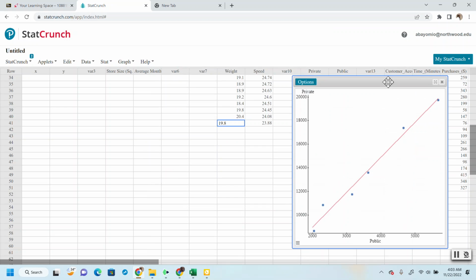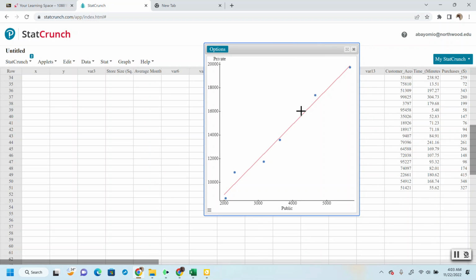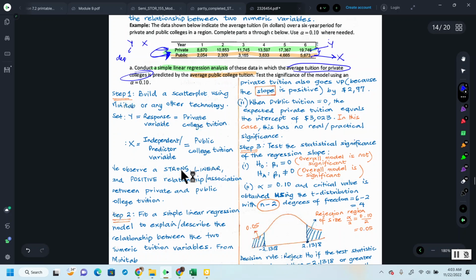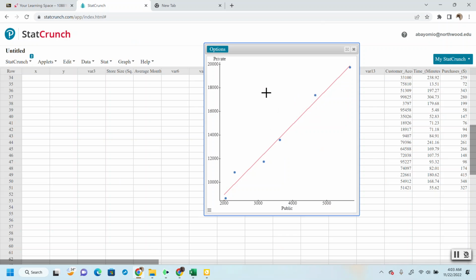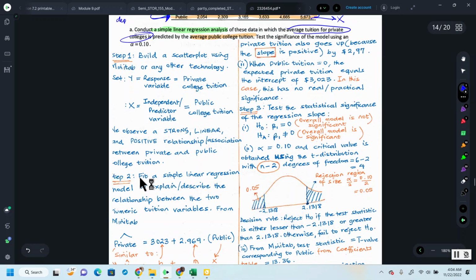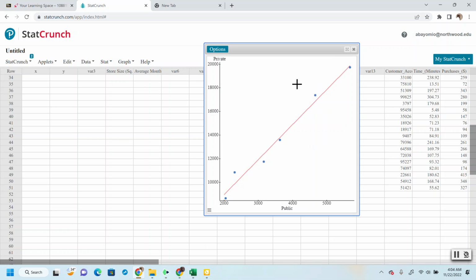And so here I have the regression, here I have the line. So this is the linear model. And from what I see here, we observe a strong linear and positive relationship between private and public college tuition. I may also include that from the picture, I don't see any particularly stray point from this line of best fit. So that is what you can include too if you want. And now the next step is to fit a simple linear regression model, that is an equation of this line.